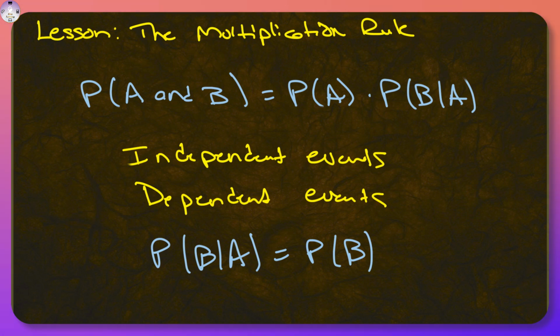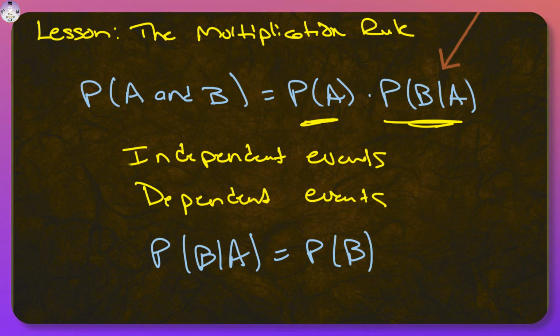So the multiplication rule looks like this. It's the probability of event A and event B occurring, and that equals the probability of A times the probability of B, given that A has already occurred. So that vertical line right there just means given. So the probability of A times the probability of B, given that A has already occurred.